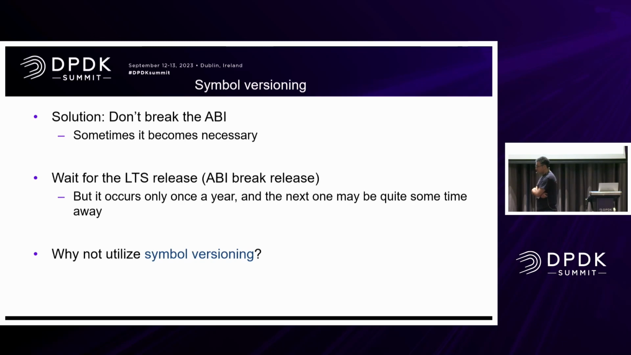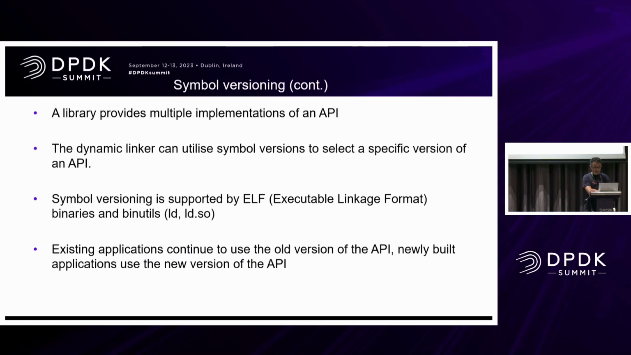Or we can wait for the ABI breakage release at the purge moment. That is an option, but again, we are doing it once a year. So sometimes it is too much to wait. So I just want to talk about perhaps there is another option. We can utilize symbol versioning more. In DPDK we mostly refer to it as ABI versioning, and it is already used in DPDK multiple times.